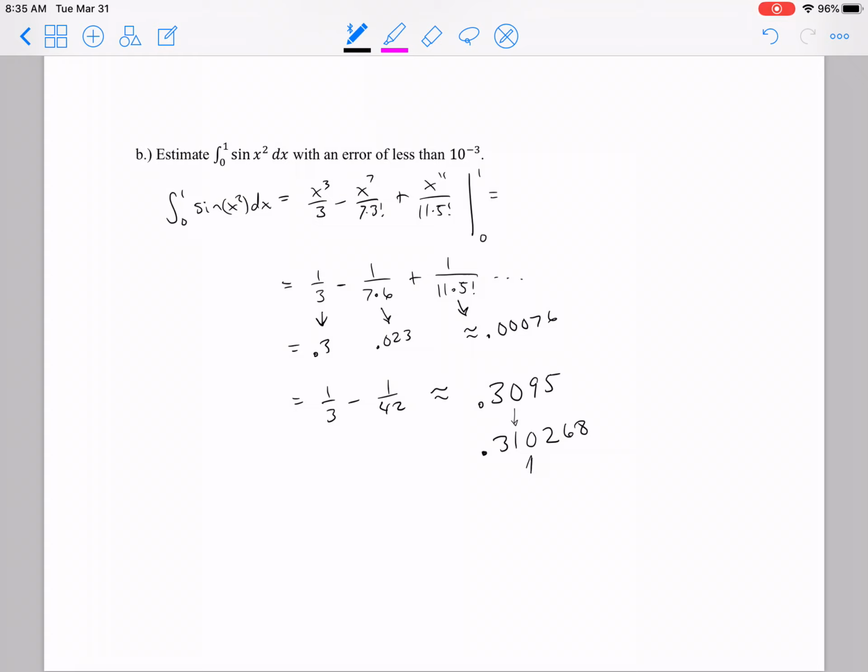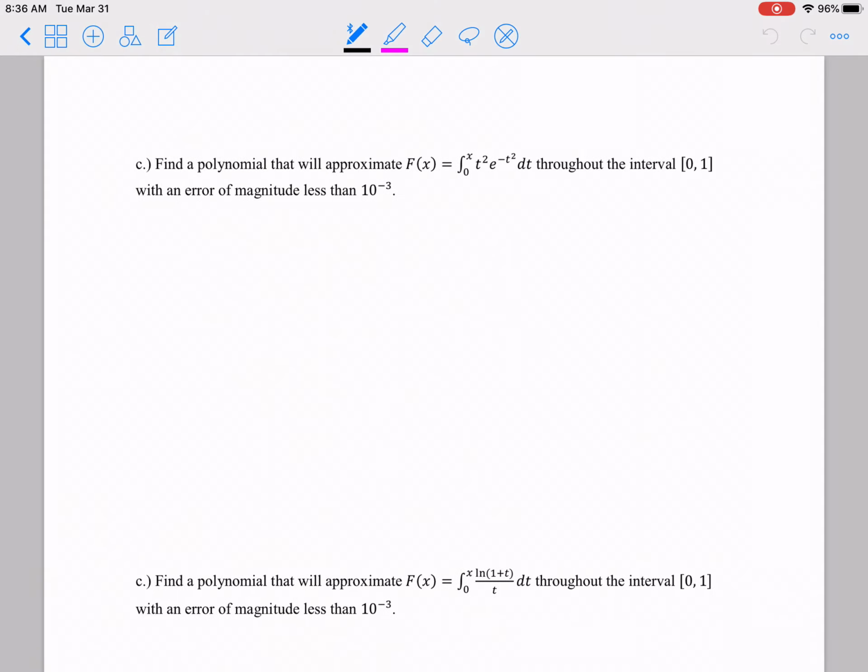We're getting over here to this third one. If you wanted to make it a little more accurate, you could include the next one, but that's probably pretty much good enough. I think it gives us an error of like 0.003 or 0.002 or something like that. So it's pretty close to a 10 to the negative third error.